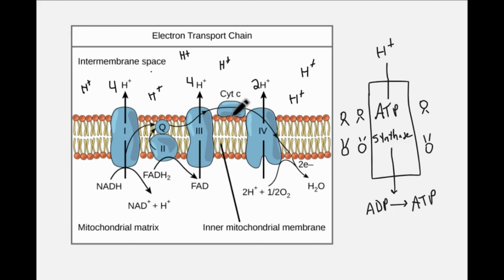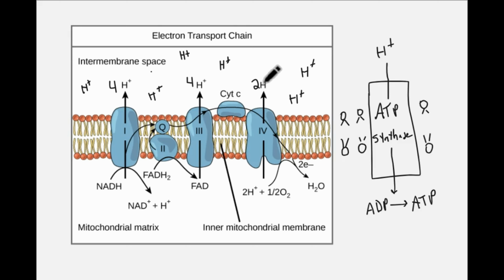So the way I like to remember it is the electrons that are used by complex 4, some of that magic or some of that energy has been used up now, so it can't pump across as many protons as complex 1 and 3 can. So as a whole, we have 10 protons that get pumped across, 4 by complex 1, 4 by complex 3, and then 2 by complex 4. Now, what is the point of all of this?